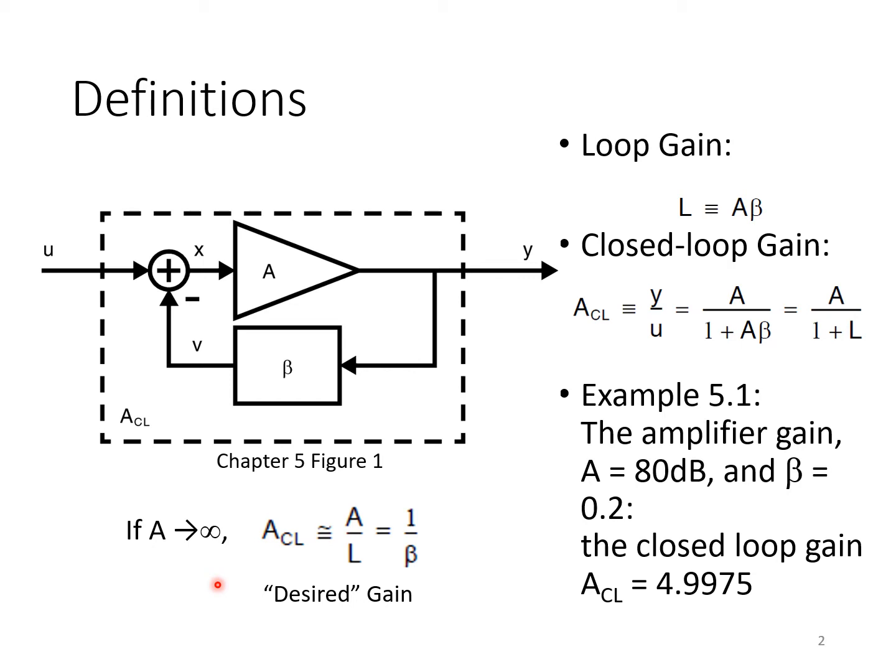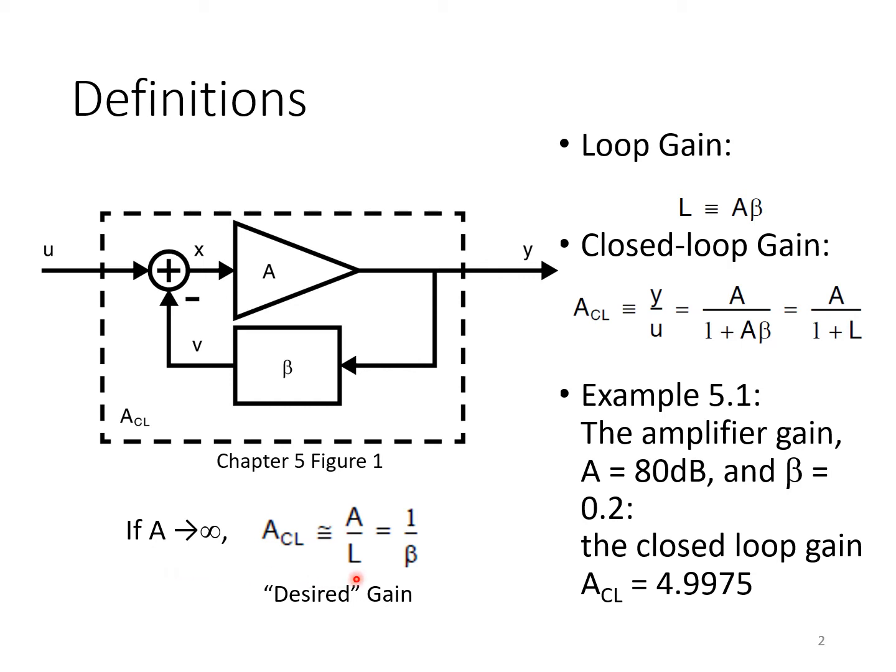You'll see that if we let the amplifier gain A go to infinity in our expression for the closed loop gain, we end up with simply A over L, because this term in the denominator becomes dominant, and we can ignore the unity term. And then we're simply left with A over L, which, if we cancel out A, we're left with 1 over beta. So this is the gain we would expect to observe under ideal conditions where the amplifier gain A is very, very large.